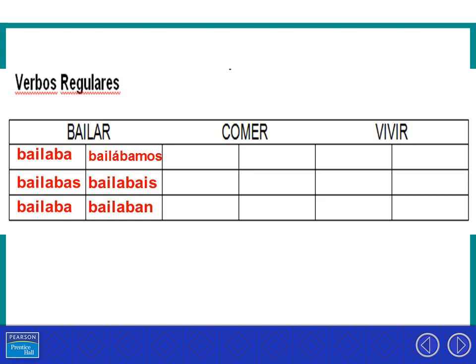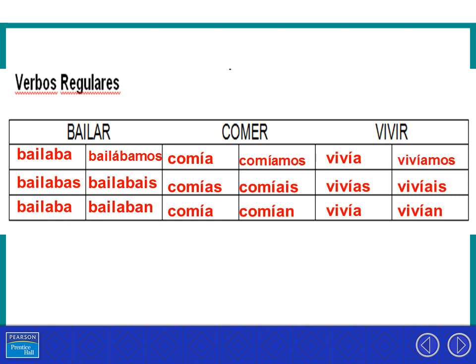Now we have comer. ER and IR are exactly the same in the imperfect. We have comía, comías, comía, comíamos, comíais, comían. Vivía, vivías, vivía, you get the point. So if you notice, the endings are ía, ías, ía, íamos, íais, ían. If you know that AR has the aba, ER and IR have the ía, and then they all follow the same pattern of what you add to the end.